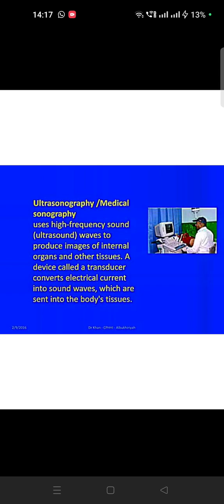CT scan means computerized tomography. It uses X-rays and a computer to generate cross-sectional views and three-dimensional images of the internal organ structures of the body. This is also pain free. It shows internal organs, bone, soft tissues and blood vessels, more than regular X-rays. Ultrasonography is used to produce images of internal organs and other tissues.